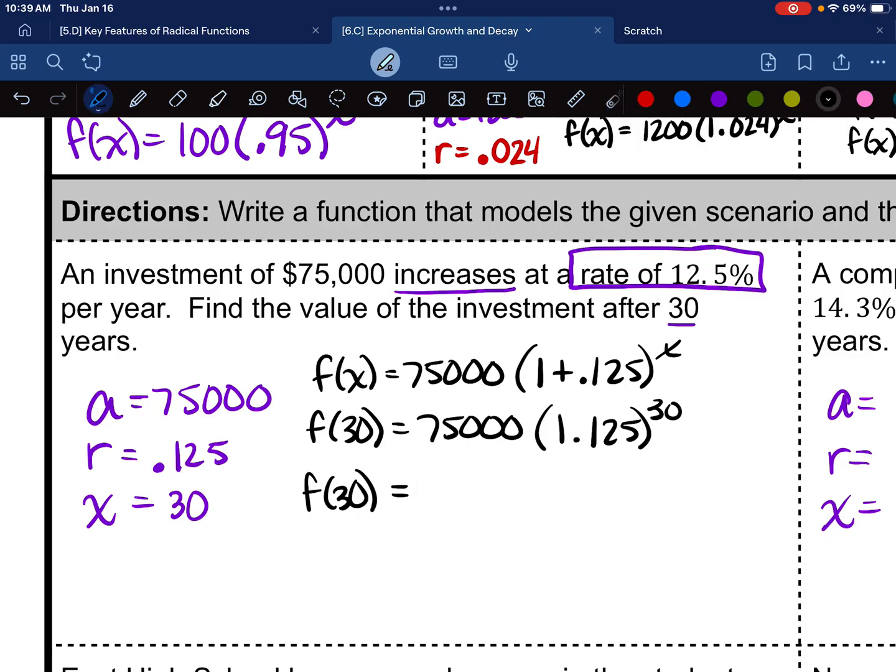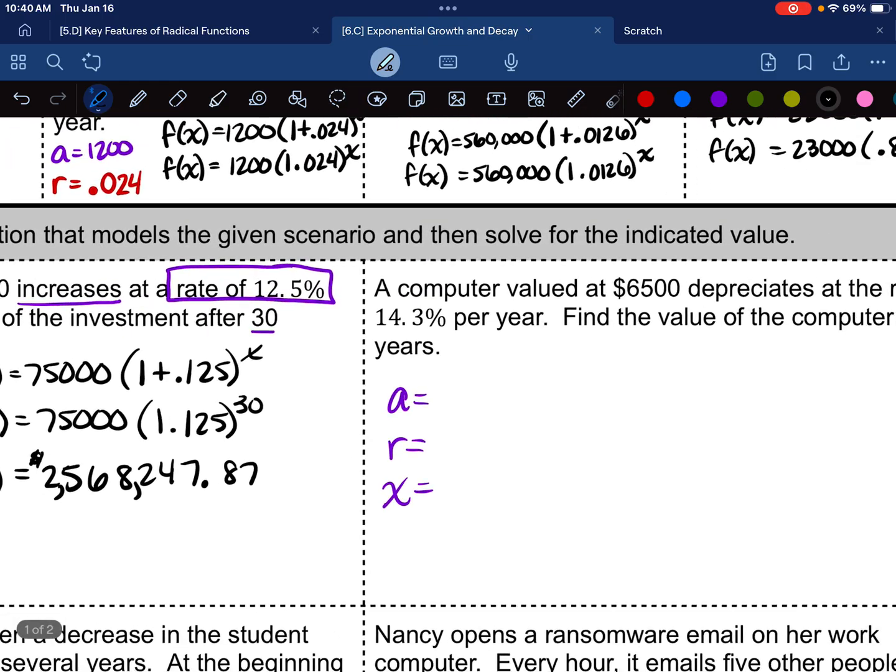Oops, need my pen to write. So I got 2568247.87, and it says 126 after that. And so the 1 would make it stay at a 7 here. Now we're going to add some commas so that it's easy to understand what kind of money it is. A little dollar sign on there. And so there's our investment after 30 years. $2.5 million, that's not too bad, eh?